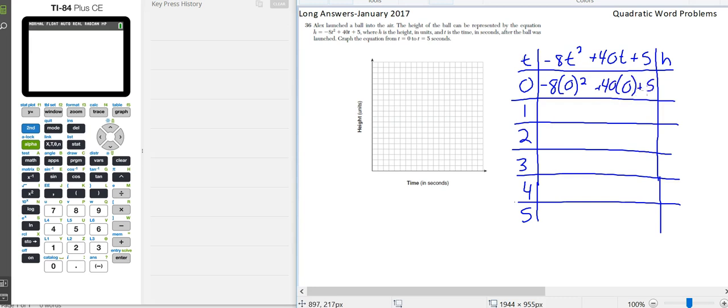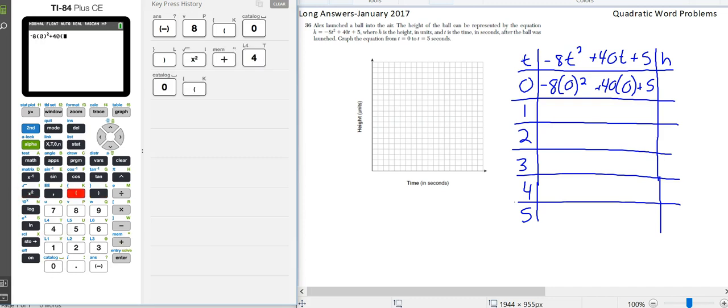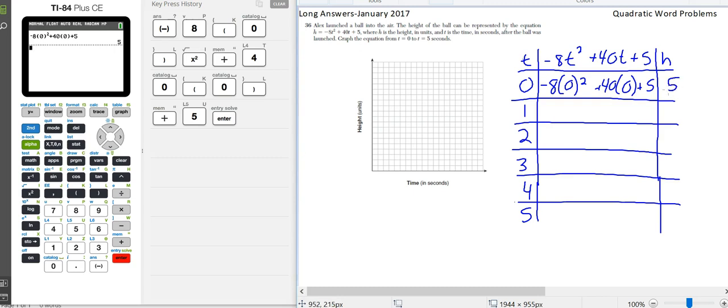Let's just punch the whole thing into the calculator. And the height at t is equal to 0 is 5 units. Let's move on to time 1. So we have, after 1 second, negative 8 times 1 squared plus 40 times 1 plus 5. Then we're just going to punch that into the calculator. Also, I'm going to speed up this part, just the writing and the punching in, so that you'll just be able to see the time values and the corresponding height values.